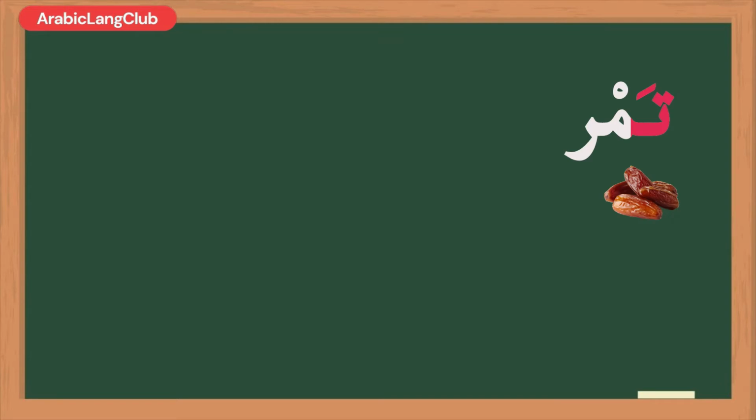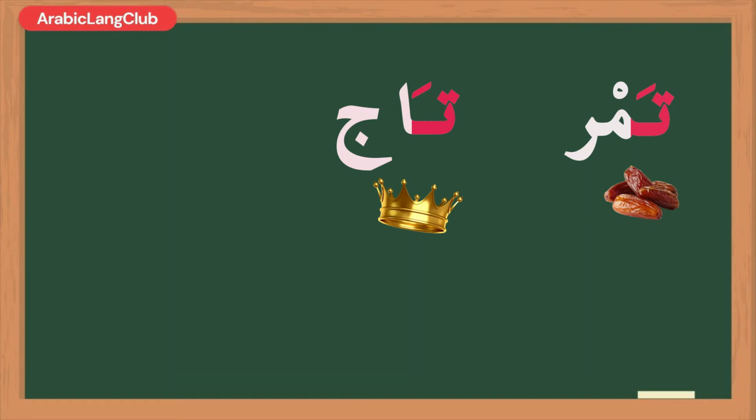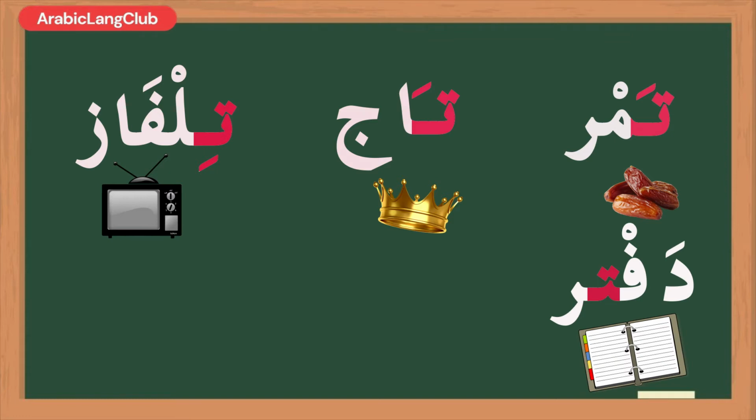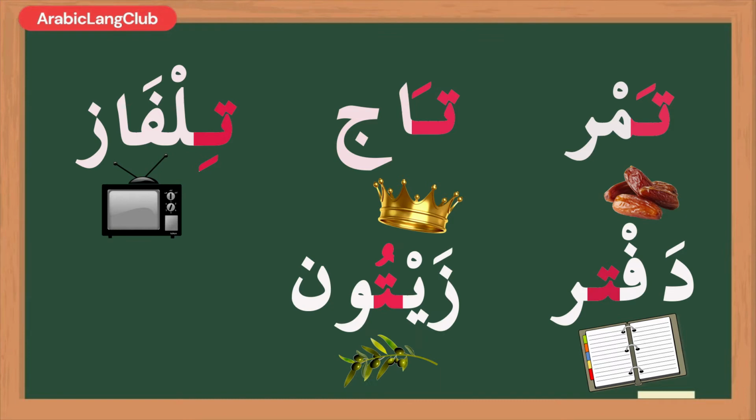Examples for ta maftuha as an initial letter: تمر، تاج، تلفاز. Ta maftuha in the middle: دفتر، زيتون، كتاب.